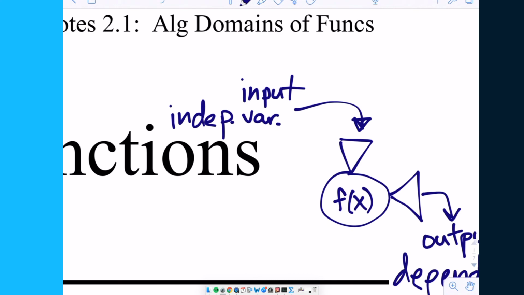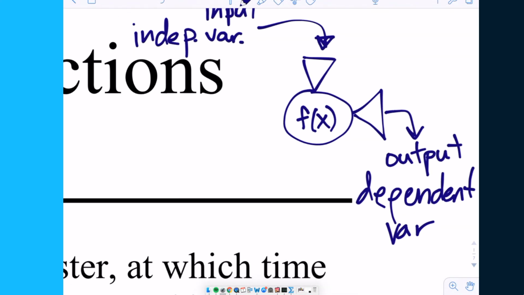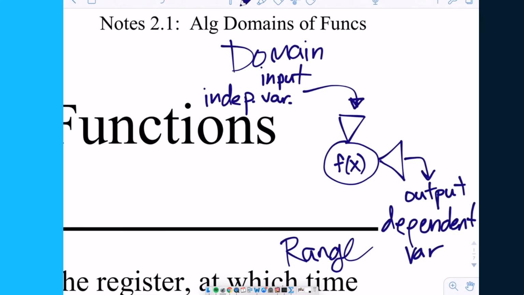Anything within your domain, right? So the set of all inputs is called the domain. Anything that's within your grasp is within the domain. And the set of all outputs, well, let's see. You get a whole blank of outputs depending on what you put in. Range. So it all kind of makes sense.